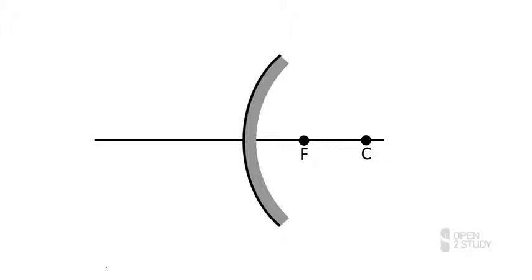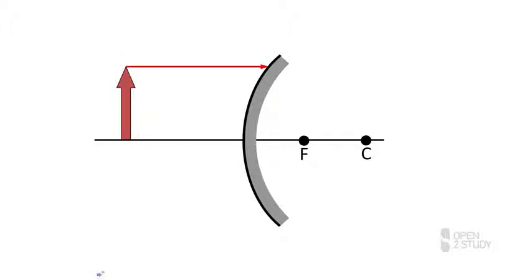Now, let's try a different shape. Let's try, if you like, the other side of the spoon, the convex side of the spoon. If we go to the convex side of the spoon, we've now got our focal point and our centre of curvature still on the inside of the curve, because that's where it makes sense, but our reflecting surface is on the outside. Let's place an object here and consider a ray parallel to the axis.